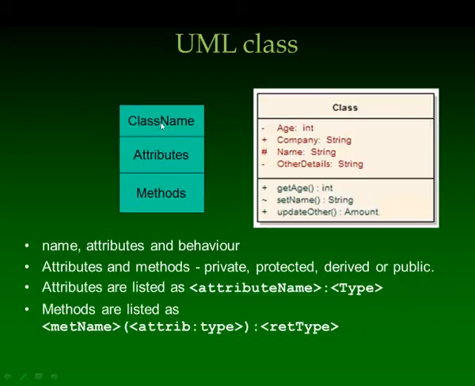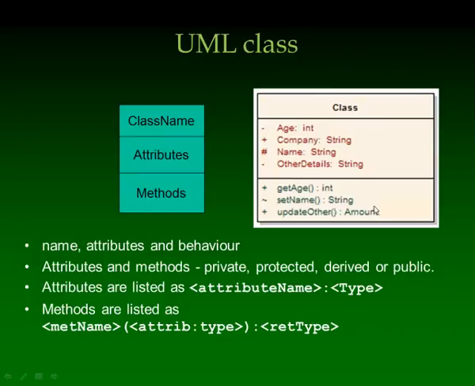You've got the class name at the top, then you list the attributes down here, and then the methods below. So here's a particular example. You've got this class, okay? The name is class, okay? And it's got age and company and name and other details. And then it's got some methods: get age, get and set name, update other, and so on. Okay, so you must be clear that there are these three areas, okay?